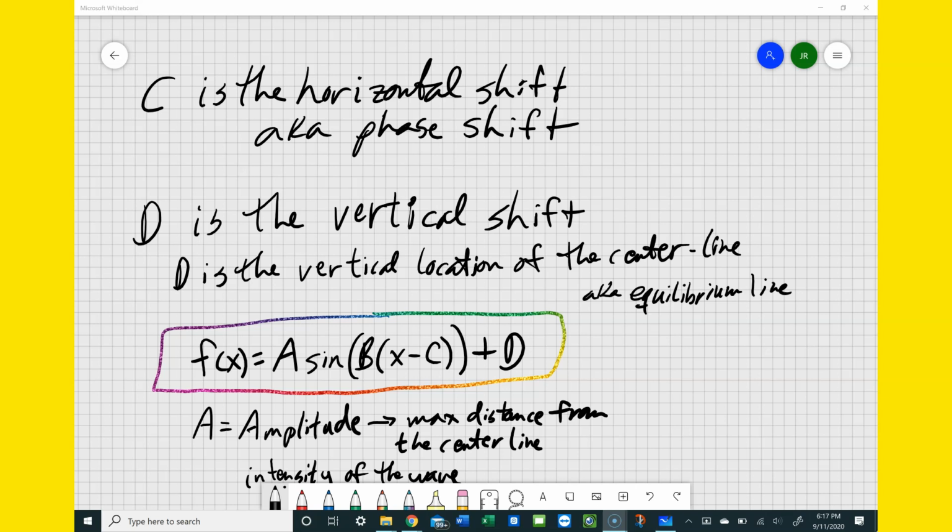All right. Cosine acts the exact same way. I would write all of these same things, except that I would just replace sine with cosine, and it would be exactly the same. All these letters would mean the same thing. They would do the same thing to cosine as they would to sine.